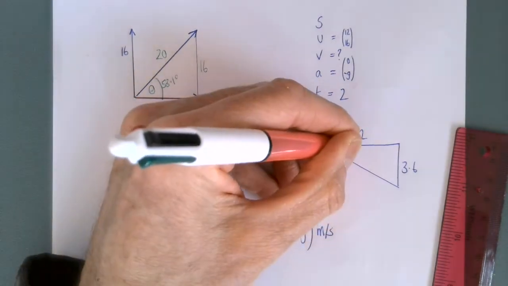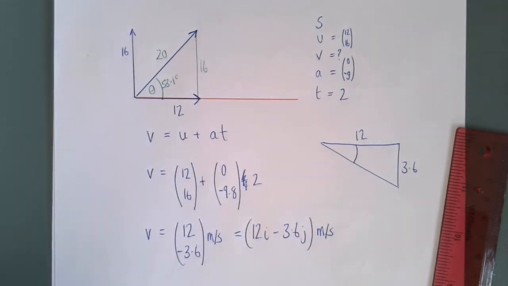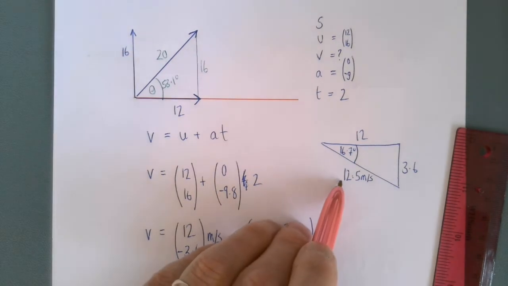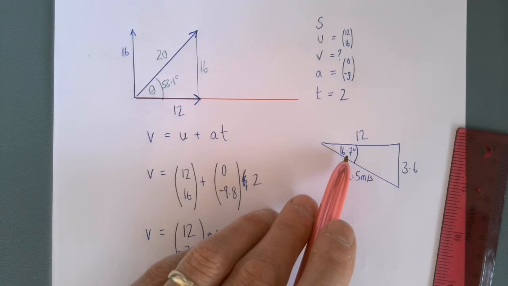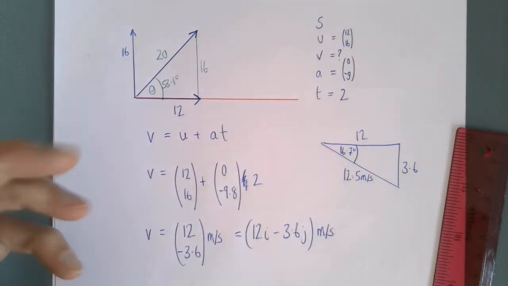So again, it's just usual Pythagoras and inverse tan to work out those two. I'll pause and do that. Okay, so we've got 12.5 meters per second at an angle of 16.7 degrees below the horizontal.